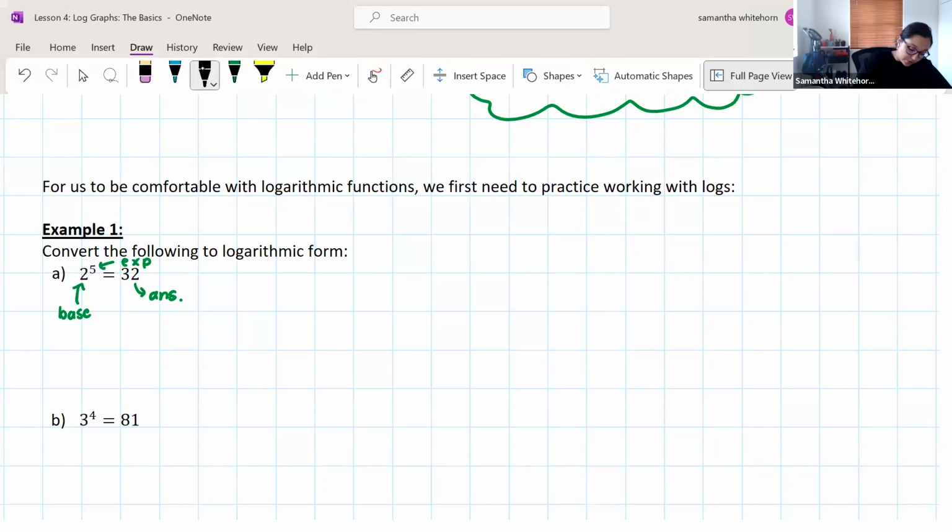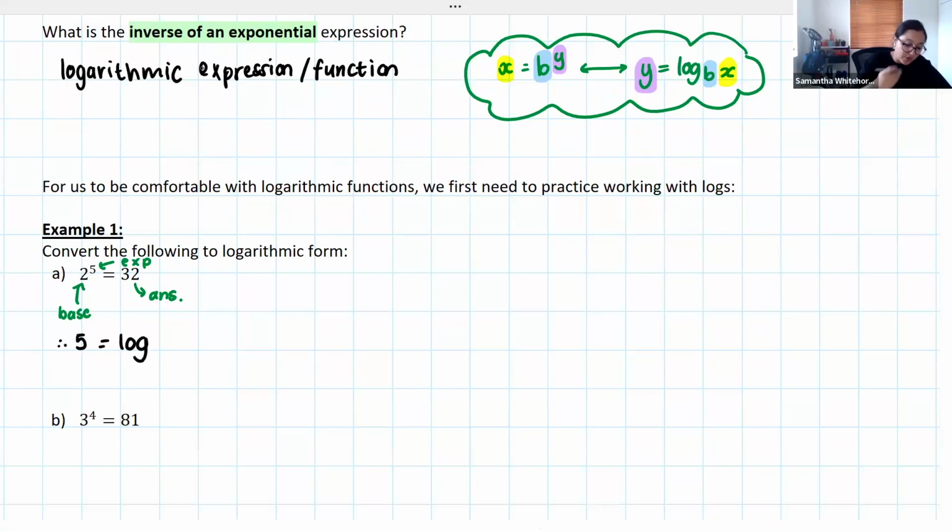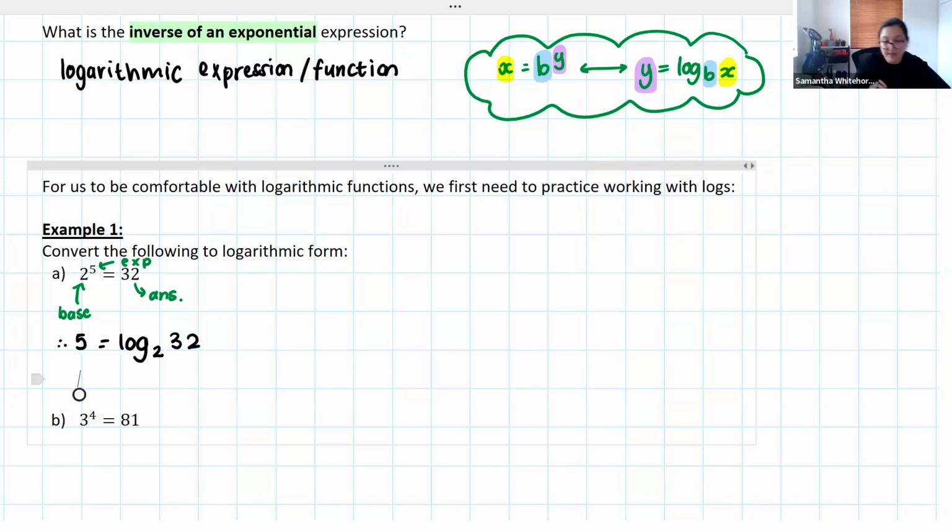So if we look at our rule, we know that whatever our answer to our log expression is should be our exponent. So here our exponent is 5, is equal to log. The base of your log matches the base of your exponential. So the base was 2. And the value next to that base is the answer from the exponential equation. So in this case, 32. So log base 2, 32 should give us 5.